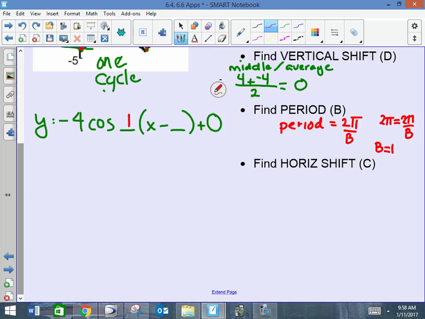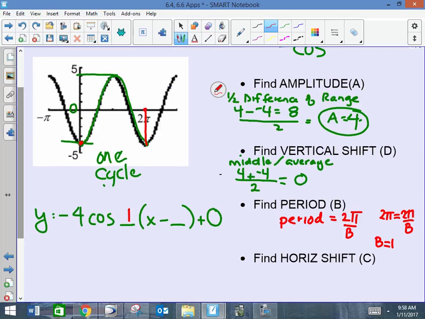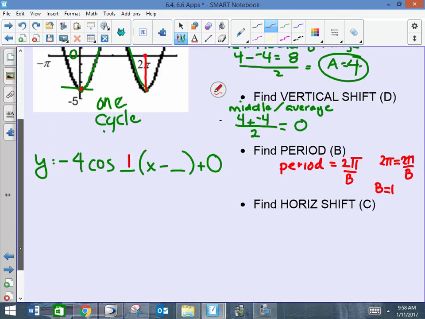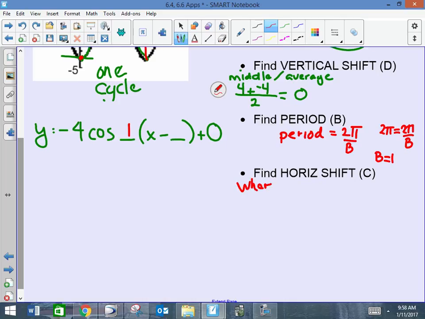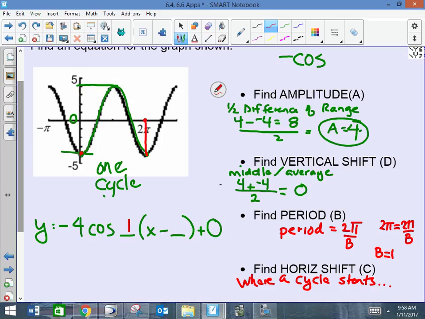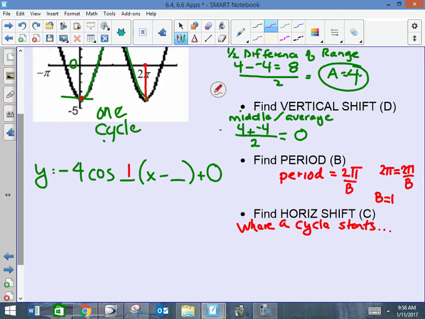Okay. Find the horizontal shift, which is the C. Okay. The horizontal shift is where a cycle starts. Okay? Where does this one start? Starts right where it's supposed to start, right? So what's the horizontal shift? 0. Okay. Now, there's a lot of extra in here. What's the easiest way to write this equation? -4 cosine x. Good job.